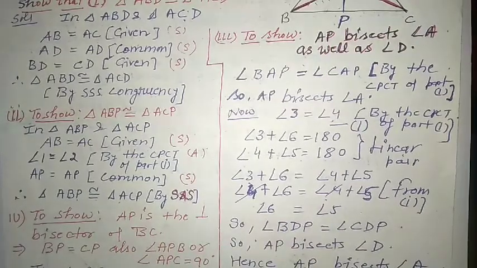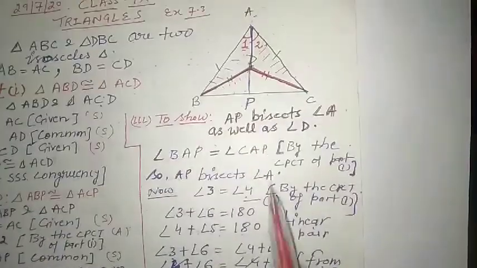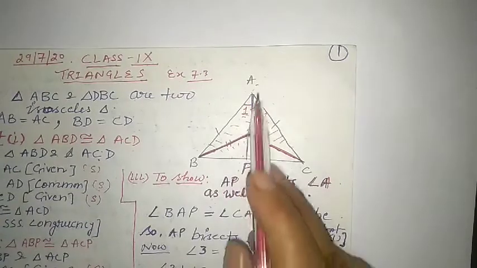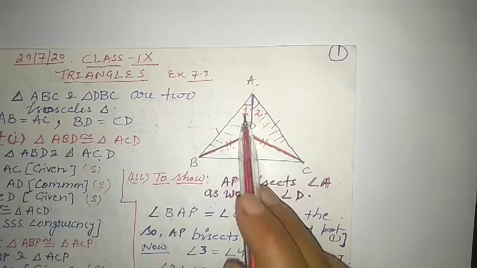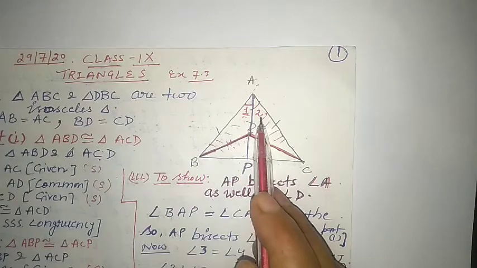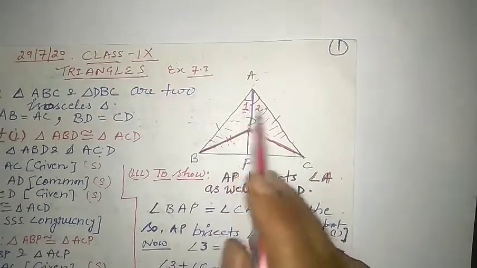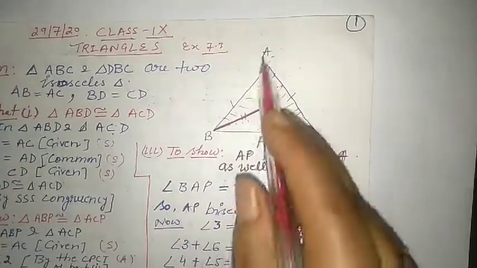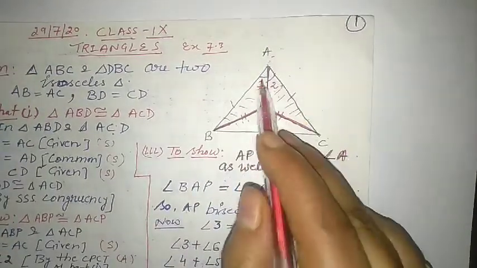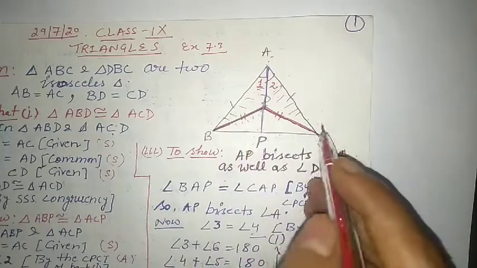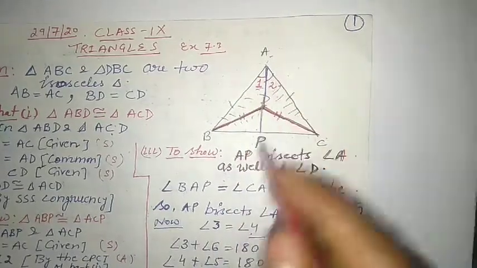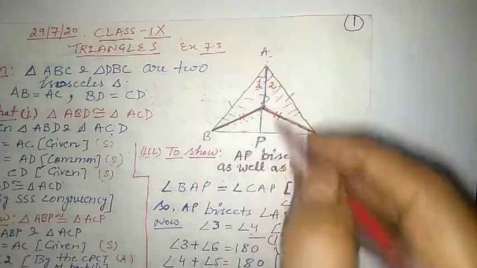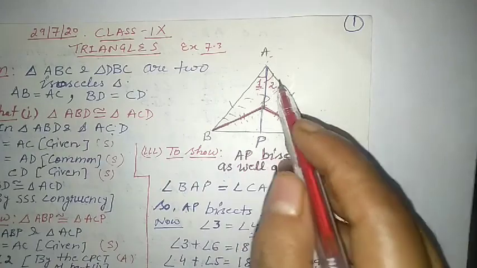Now the third part. In the third part, we have to prove that AP bisects angle A as well as angle D. AP bisects angle A means angle 1 should be equal to angle 2. This we have already shown by the CPCT of part first. Angle 1 can be written as BAP and angle 2 as angle CAP. So BAP is equal to CAP by the CPCT of part first. So we can say that AP bisects angle A.